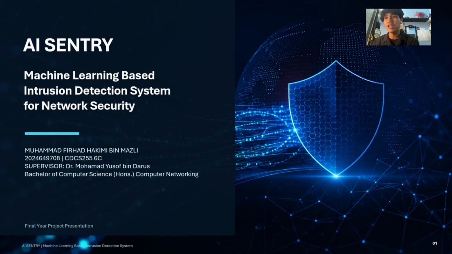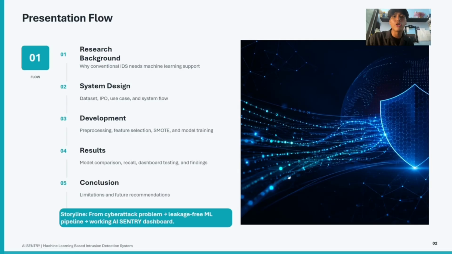Today, I will present my final year project and the title is Machine Learning Based Intrusion Detection System for Network Security, and the system developed for this project is named AI Sentry. This project was completed under the supervision of Dr. Muhammad Yusuf bin Darus. The purpose of this project is to develop an intrusion detection system that uses machine learning to classify network traffic as normal or malicious. Okay, now we go to the presentation flow.